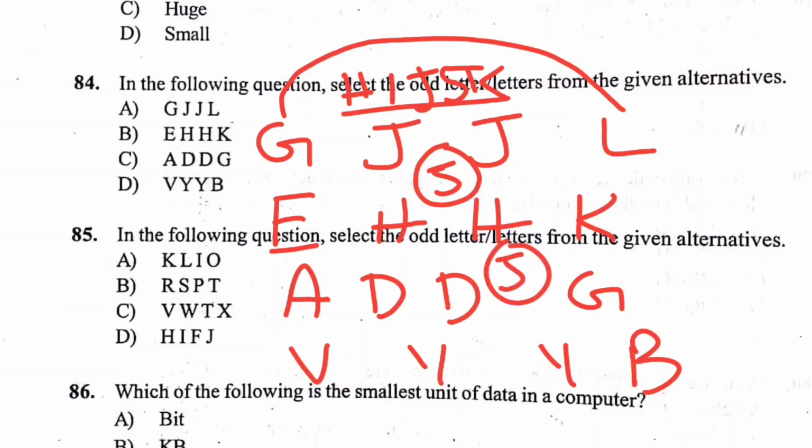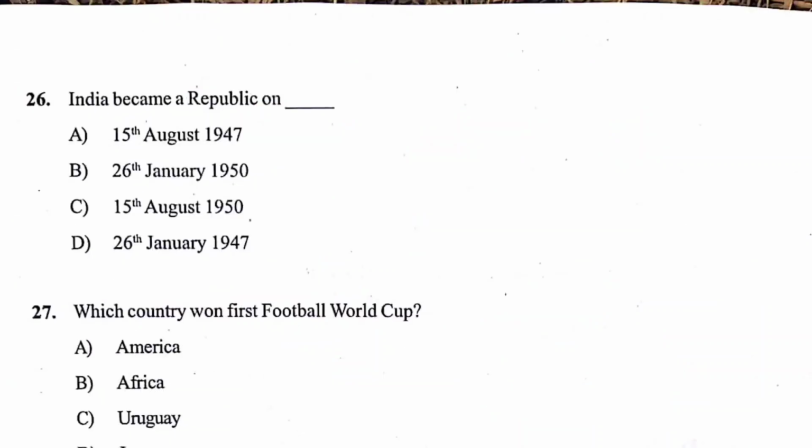Then we have Y, B. W, X, Y, Z, and A. Here also we have a 5 letters gap. So in the first we have only G, H, I, J, K. Here we have only a 4 letters gap. I guess the odd one should be this one.